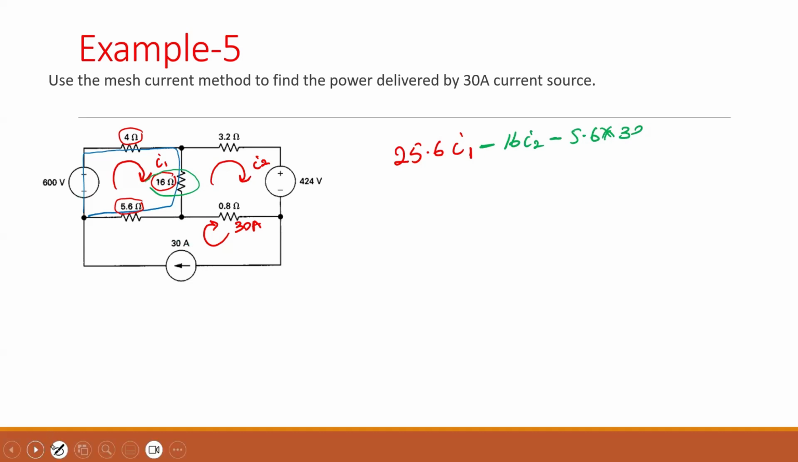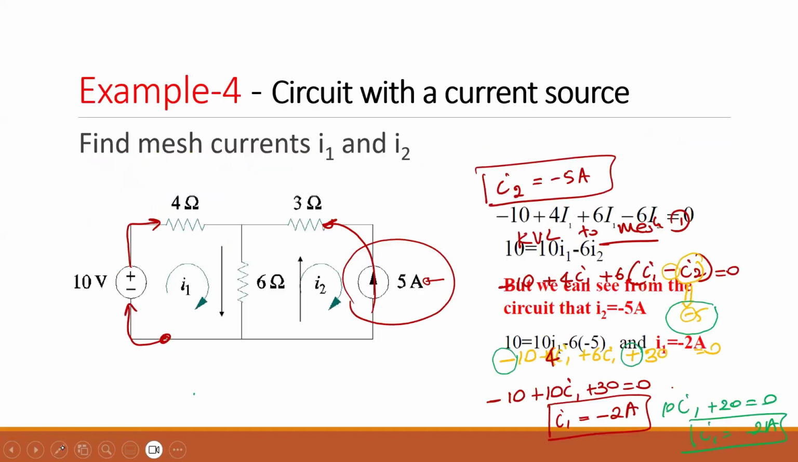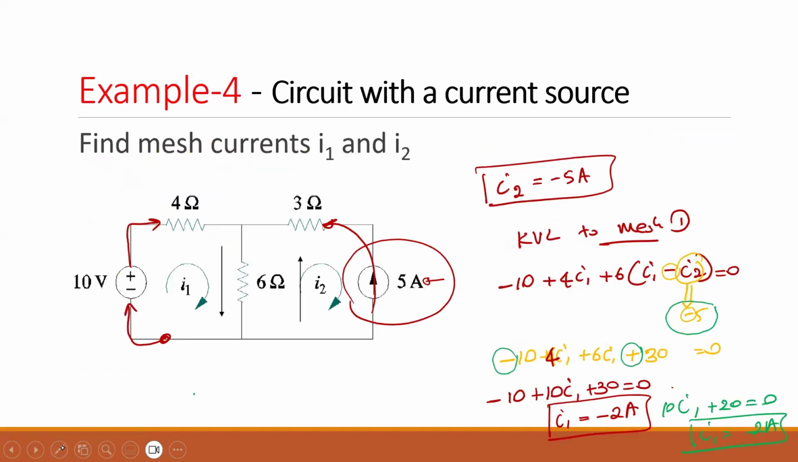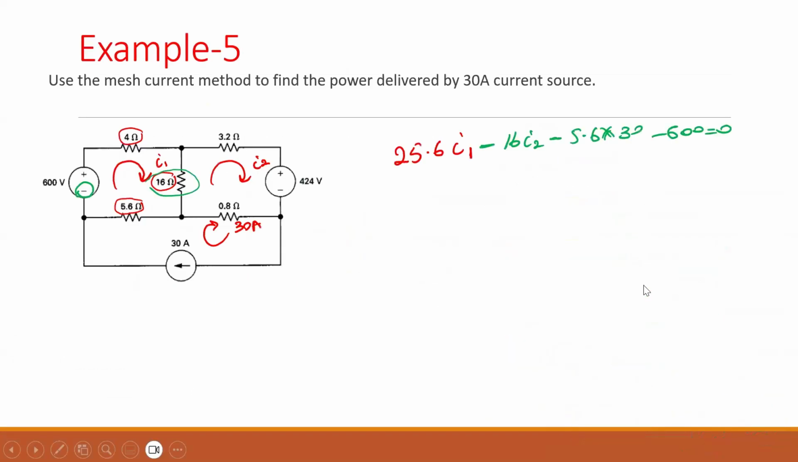So this is your negative side. So you can say negative 600 is equal to 0. So without having brackets like this, this step you can avoid. So did you understand what I did?